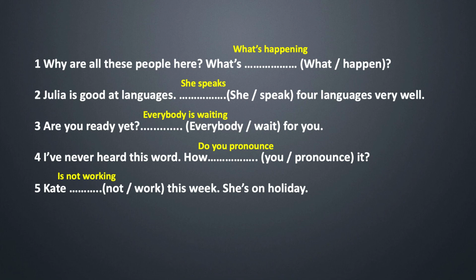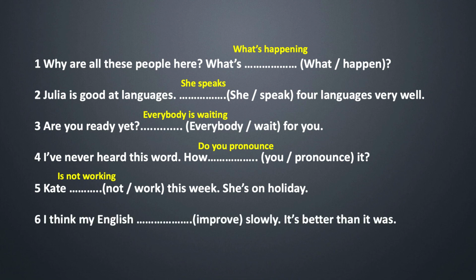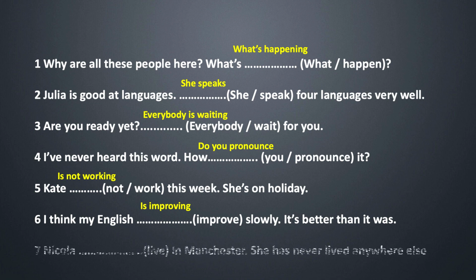As you know, we use the continuous for temporary situations, things that continue for a short time. 6, I think my English. That's right, my English is improving slowly. It's better than it was. Nicola in Manchester, she has never lived anywhere else. That's right, Nicola lives in Manchester. We use simple for permanent situations, unlike present continuous.